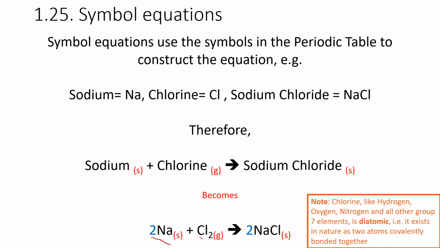Now one thing to note here is that Cl2 is chlorine, and that's because chlorine, like hydrogen and a few other elements, are actually diatomic. So in the elemental form, they exist as two atoms bonded together in a molecule. The big two I've put in front of the Na and the two in front of the NaCl are to do with balancing, and that'll be explained on the next slide.